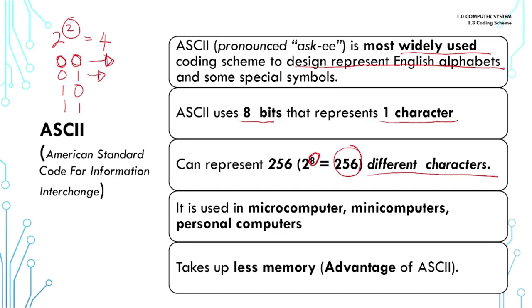Kalau kita represent ini di dalam binary, kalau kita represent ini di dalam bentuk manusia yang boleh faham, ini nombornya kosong. Okay, ini nombornya 1. Ini nombornya 2. Ini nombornya 3. So ini di dalam bentuk human understand. So inilah kita panggil sebagai character.